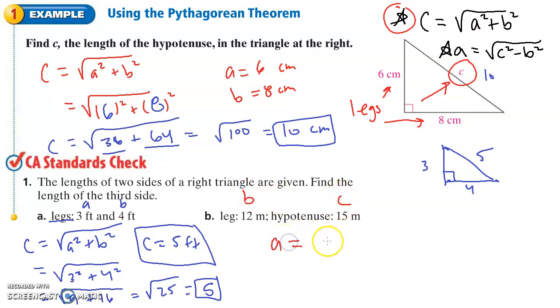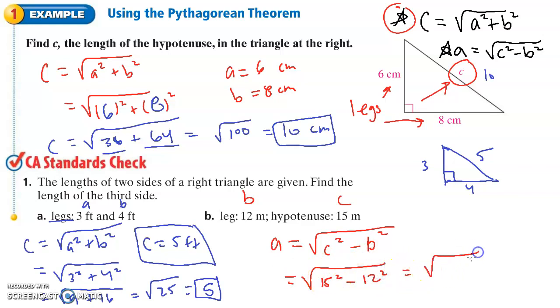So that means we need to find the value for A. I went ahead and wrote up here at the top of this lesson the formula to solve for the missing leg. So the square root of c squared minus b squared, which is the square root of 15 squared minus 12 squared, which is the same thing as the square root of 225 minus 144. Calculator time, 225 minus 144 is going to be 81. So this is going to equal the square root of 81.